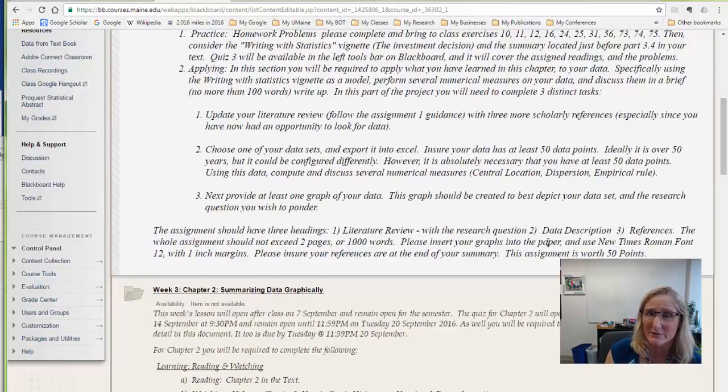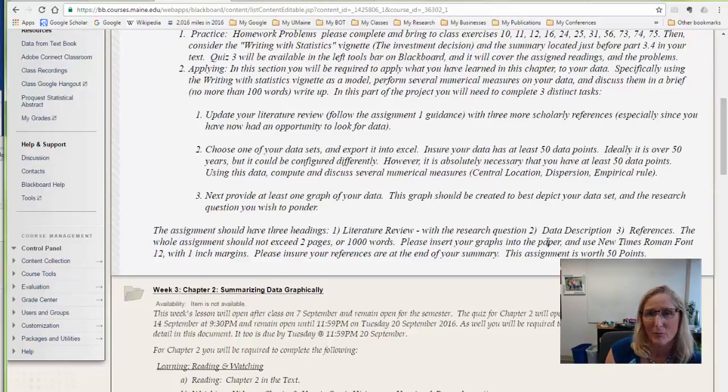Make sure you insert your graphs into your paper and kind of write around it, and you use Times New Roman font at 12 with 1-inch margins, and it should be double spaced. Sometimes you have to make it like a space and a half or something, but double space makes it a little easier for me to read. And ensure that you have your references at the end of your summary. Your references should still be within the 2-page limit, but they might go on to a 3rd page.